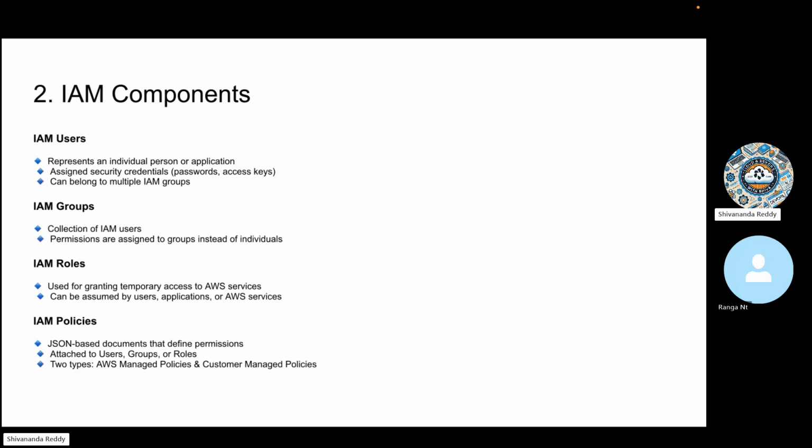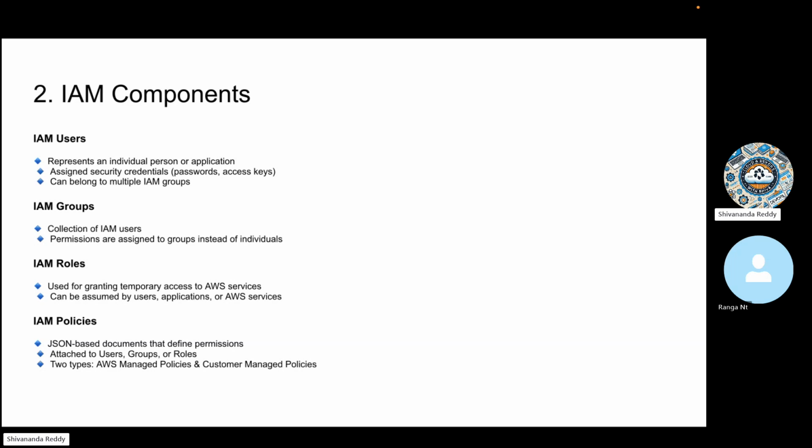JSON is nothing but JavaScript Object Notation. Attached to users means once you create the policy, that policy can be attached to users, groups, and roles. These three we are able to attach. So remember, policies have two types: AWS managed policies and inline policies. Remember, there are two types of policies: managed policies and inline policies.